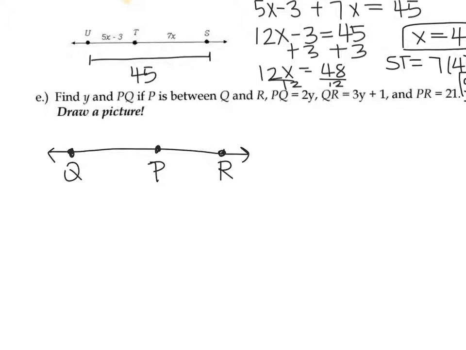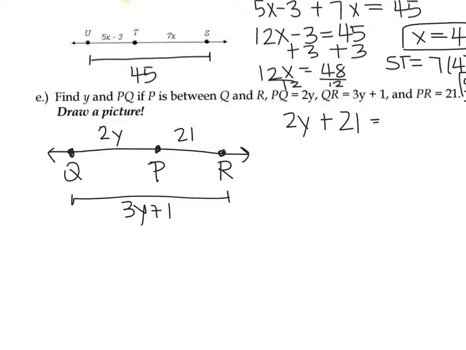Then I'm going to start labeling what I know. PQ is 2y, QR, which is my entire segment, is 3y plus 1, and PR is 21. So now that I have my picture and everything labeled, it's going to be easier to solve for y. So using the betweenness of points definition, I know that PQ, which is 2y, plus PR, which is 21, is going to equal the length of QR, which is 3y plus 1.